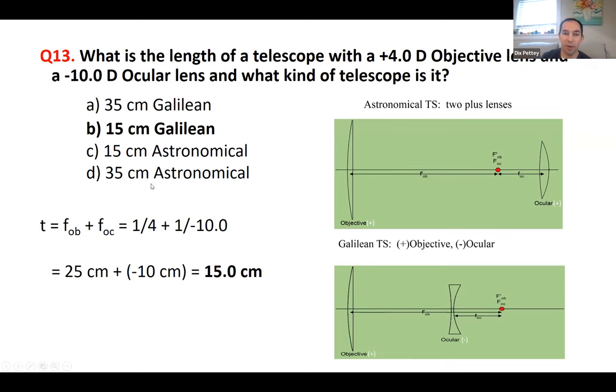If we just look at here, we had a plus 4 and a minus 10. Okay, well, it's a plus and a minus. I know it's a Galilean, that eliminates C and D. And then you can go ahead and plug in those powers. You take the difference and it ends up with 15 centimeters. So. Thank you. Yeah, you're very welcome.